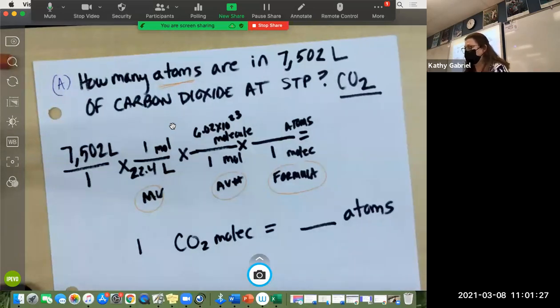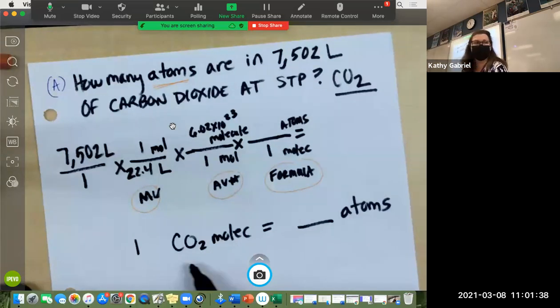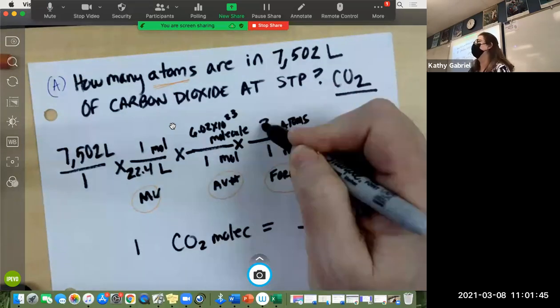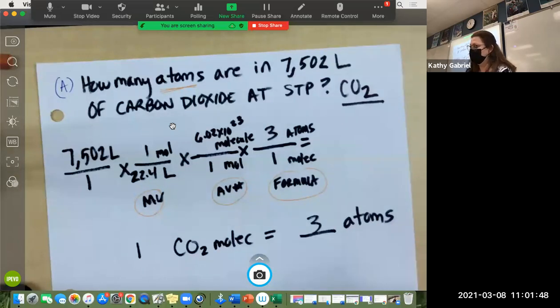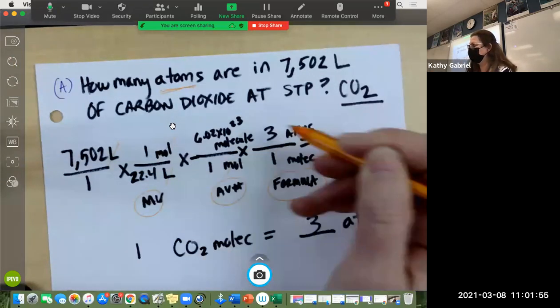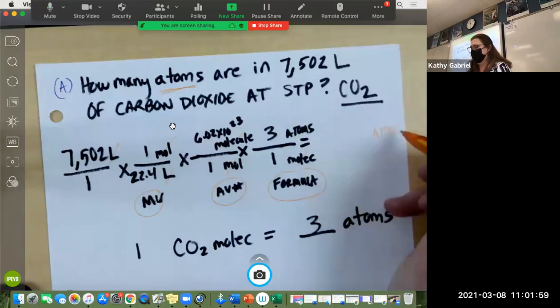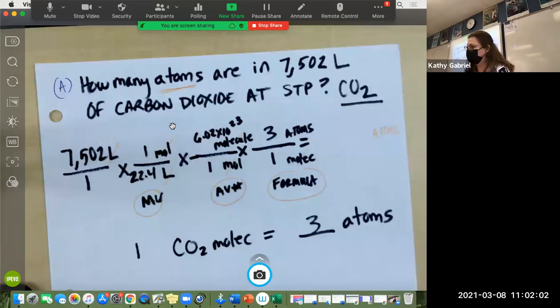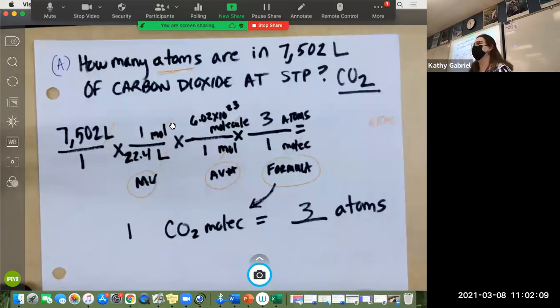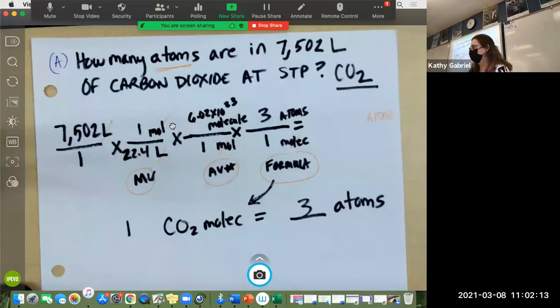Dylan, when I have one molecule of CO2, how many atoms do I have? If I have one molecule of CO2, how many atoms do I have? Three. Okay. And when everybody's canceled out, we cancel out liters, we cancel out moles, we cancel out molecules, what we get left with are atoms. And when I say use the formula, that's what I'm doing down on the bottom. It's probably a really big number because that's a lot of liters.